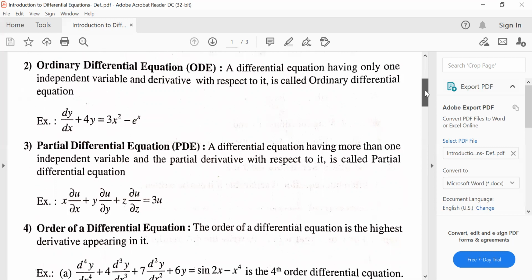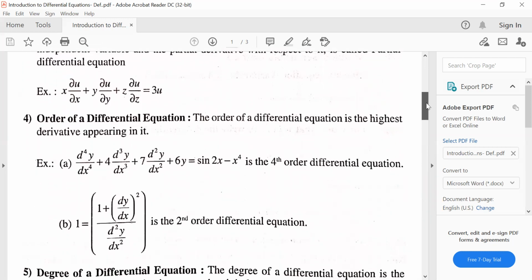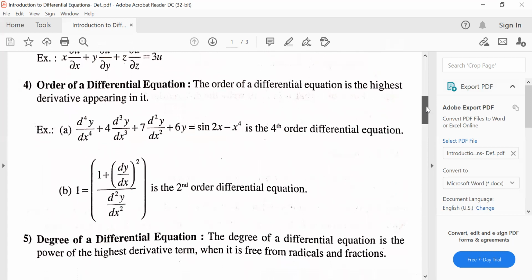The next two important definitions are: what is the order of a differential equation and what is the degree of a differential equation? What is order? Order means the highest derivative appearing in the equation. For example, here we can see d power 4 y by dx power 4, amongst all the other derivatives, is the highest derivative. That highest derivative appearing is called the order of the DE.